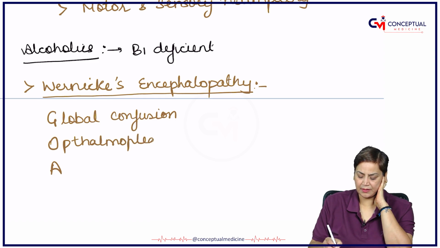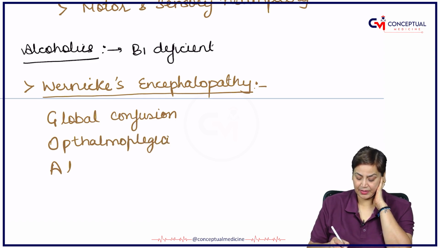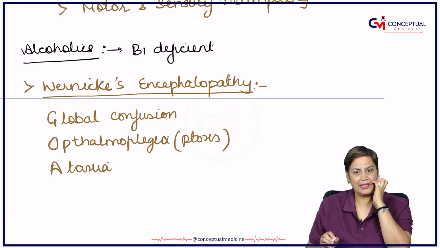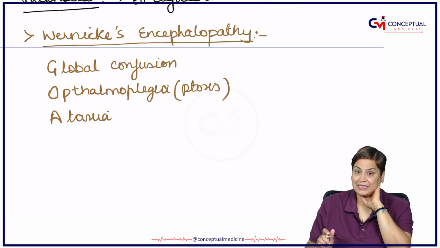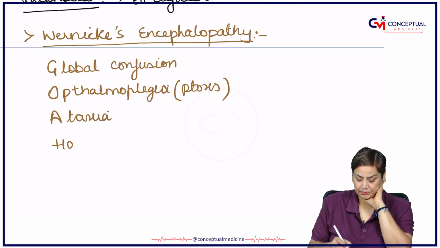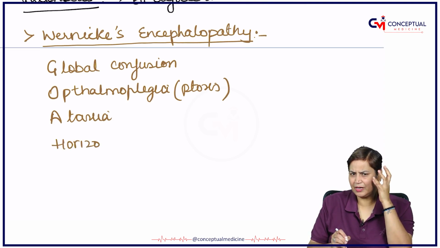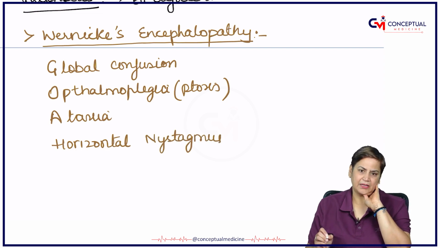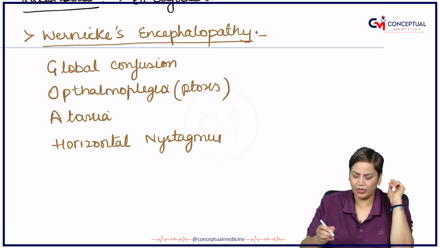Ophthalmoplegia will be there, and ataxia will be there. Right, and there will be horizontal nystagmus. All the time there will be a difficulty, there will be a change in the rotation of the eyeball. Horizontal nystagmus. But in this you can just remember the mnemonic as GOA.